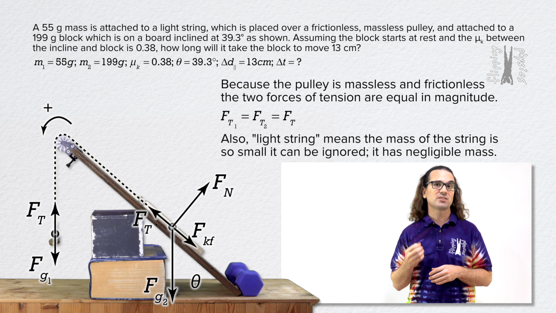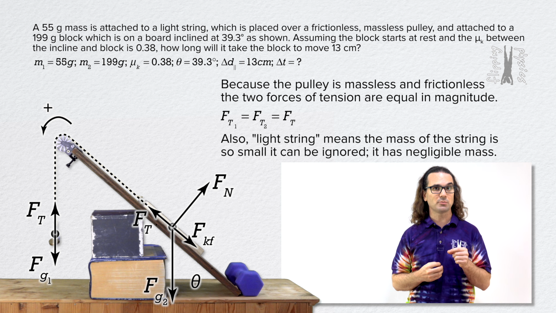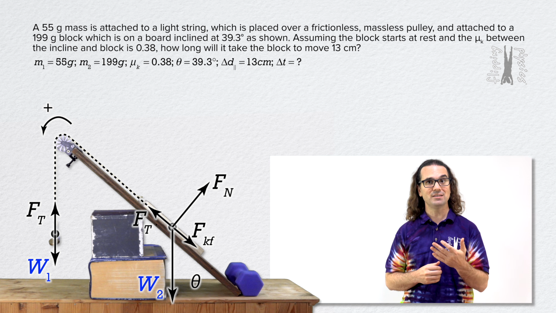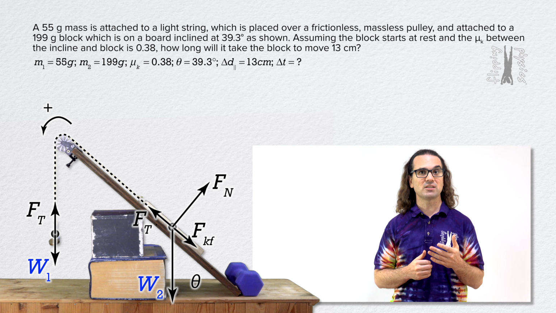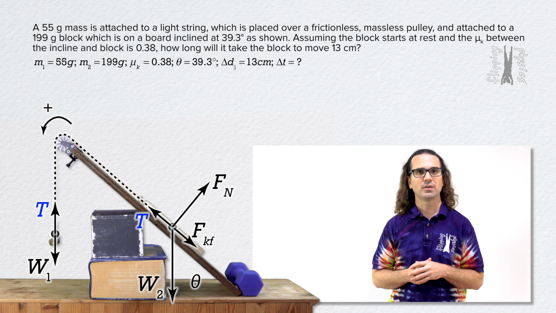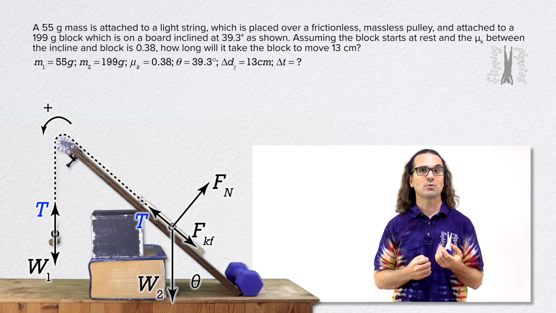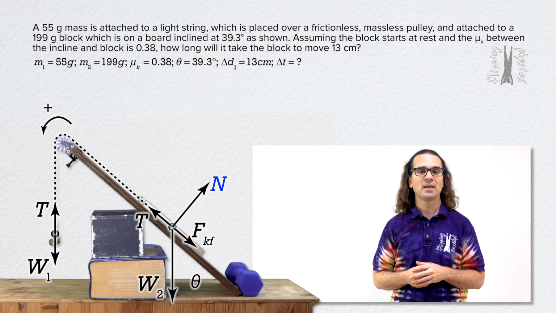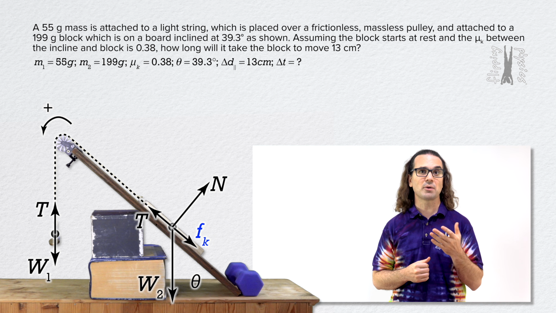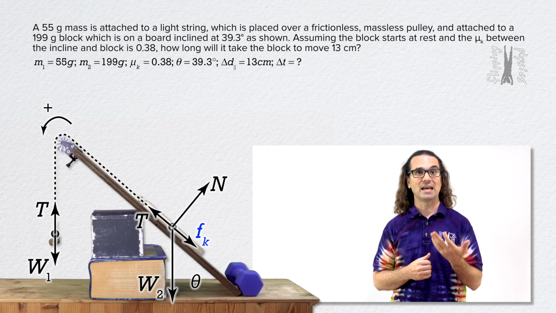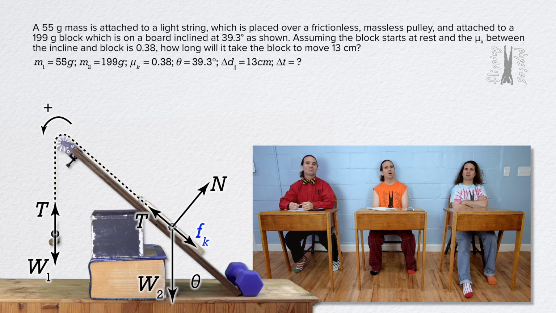Now I am going to replace all of those capital F with a subscript variables with different variables. Force of gravity I am replacing with a capital W for weight. Force of tension I am replacing with a capital T for tension. Force normal I am replacing with a capital N for normal. And force of kinetic friction I am replacing with a lowercase f with a subscript of K for force of kinetic friction. Why? Valid question, Bo.